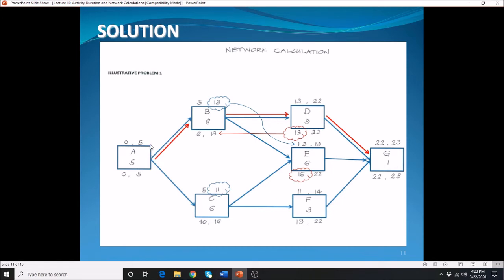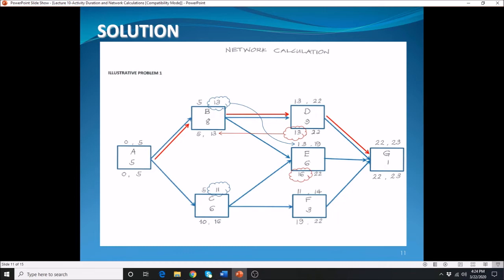Alright, so let's begin. We have here the start is 0. The early finish is equal to the early start plus the duration. So we have here 0 plus 5 is equal to your 5 here. And again, the early start of succeeding activities is equal to the early finish of the previous activity, the maximum of the early finish of the previous activities.